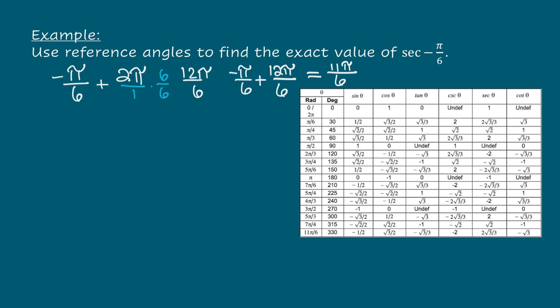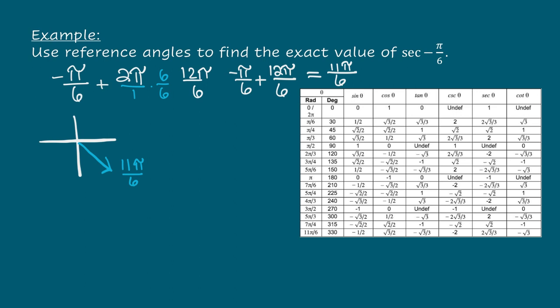So now I want to find my reference value for 11 pi over 6. 11 pi over 6 is going to lie in quadrant 4. We're going to be down here. So here's our 11 pi over 6. Again, if you need to review how to sketch these angles, look back at the first video in chapter 4, section 4.